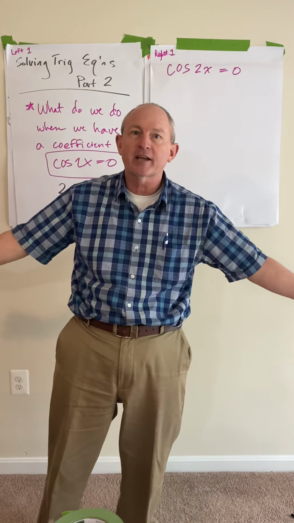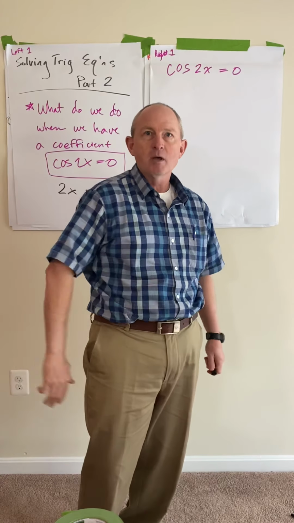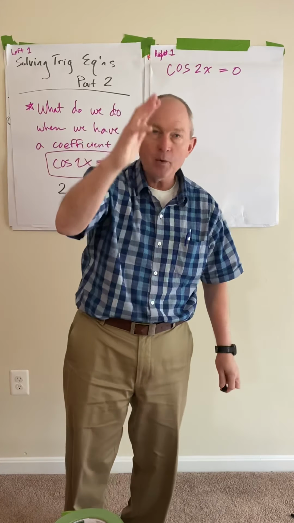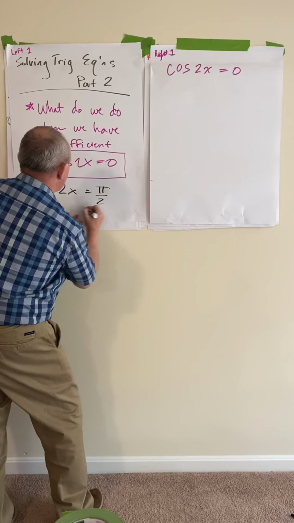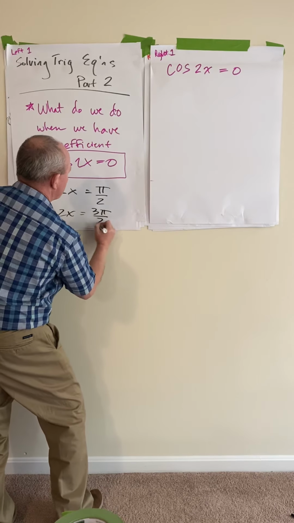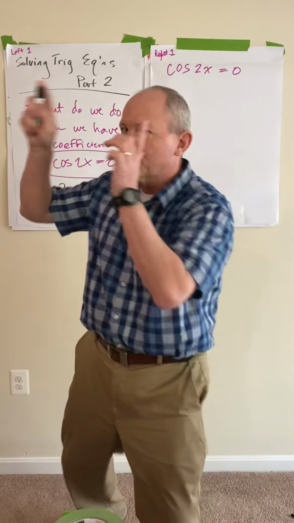I got to think for a second. Cosine is 0 on the unit circle. Cosine is 0 straight up and straight down. And so I can say 2x would equal pi over 2, or 2x would equal 3 pi over 2. Both of those things are correct. But again, that solves for 2x.